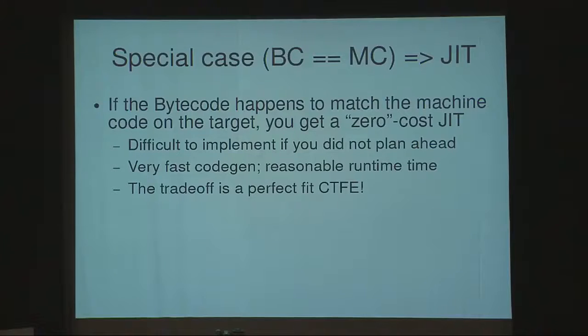Yeah, this is the special case. If the bytecode equals the machine code, you have very fast JIT. You will generate very dumb assembly, but the dumbest assembly you can generate is still 10 to 15 times, sometimes 100 times faster than what your interpreter will give you.